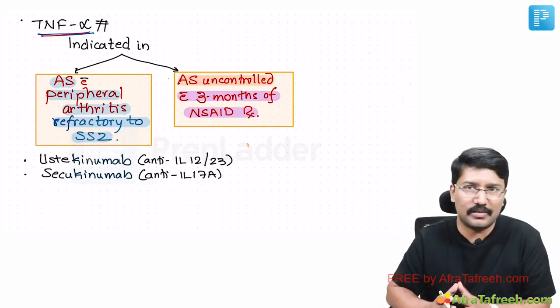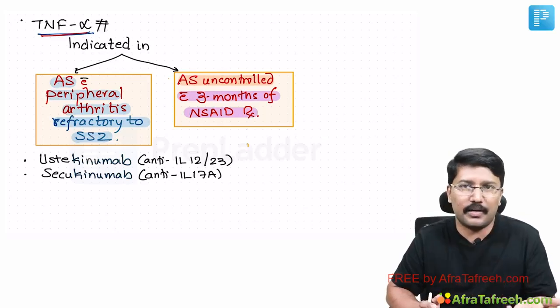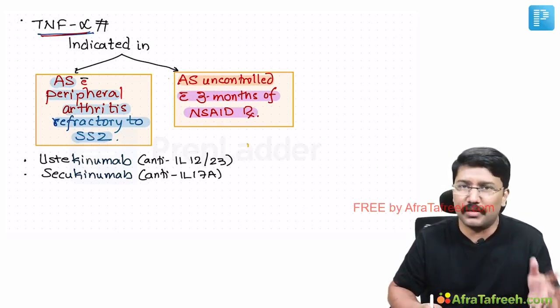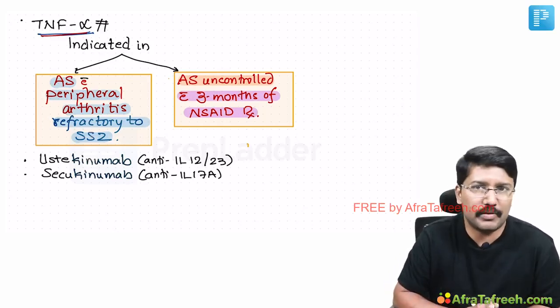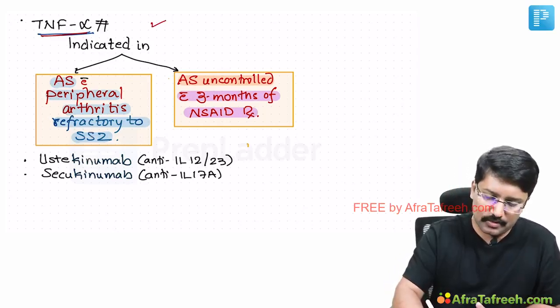Right? I don't think I should be listing the examples of anti-TNF alpha drugs. You are all familiar with infliximab, golimumab, adalimumab, etanercept. All of them you are very much aware of, right? So that is our go-to drug, third line agent.